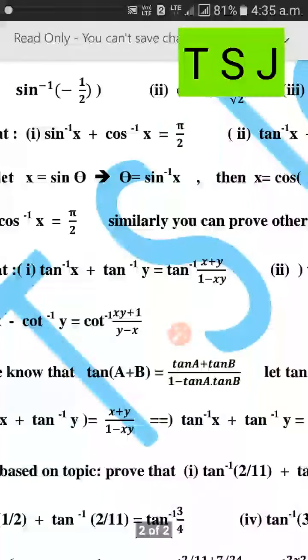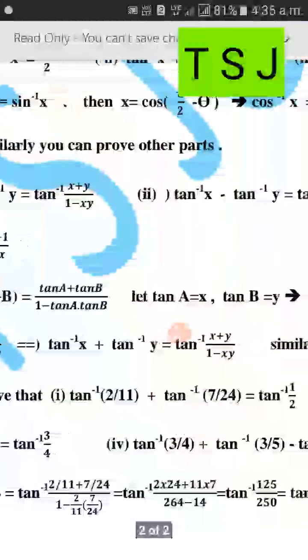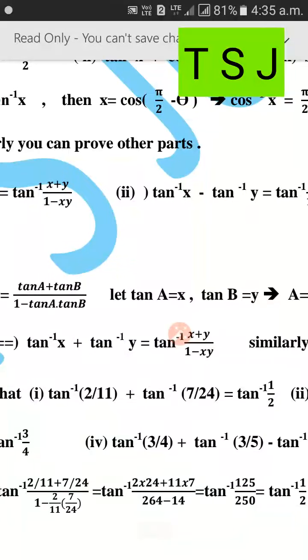Now we are going to prove these identities. Tan inverse x plus tan inverse y equals tan inverse of x plus y upon 1 minus xy. Similarly, tan inverse x minus tan inverse y equals tan inverse of x minus y upon 1 plus xy. Third, cot inverse x plus cot inverse y equals cot inverse of xy minus 1 upon x plus y, and cot inverse x minus cot inverse y equals cot inverse of xy plus 1 upon y minus x.